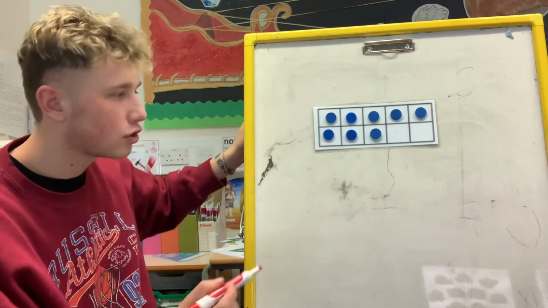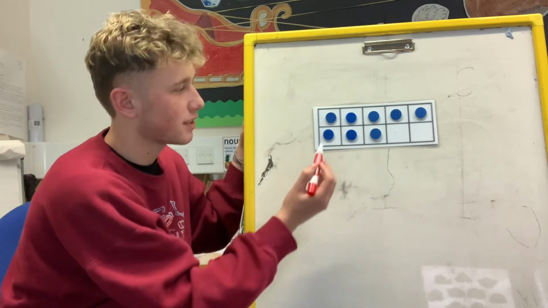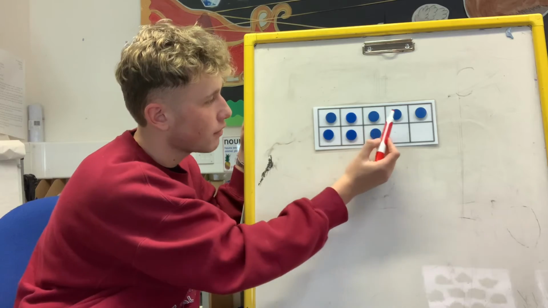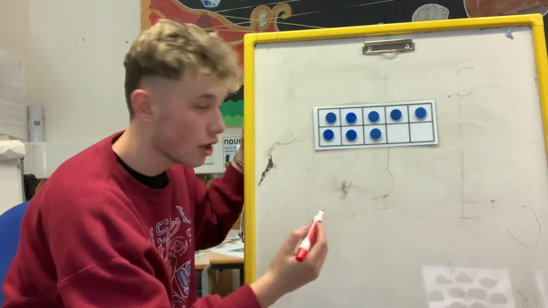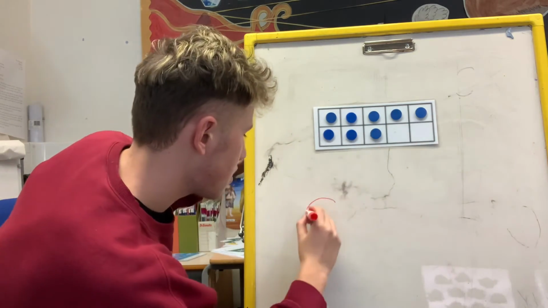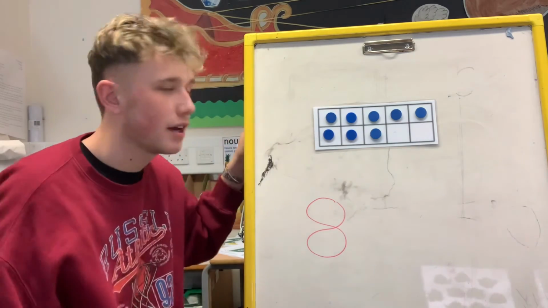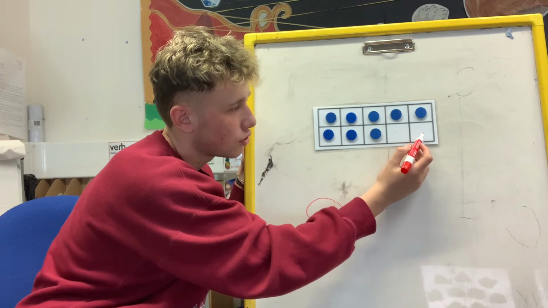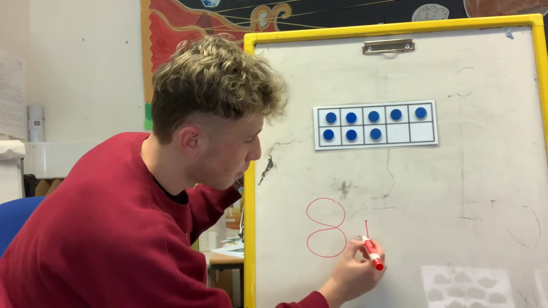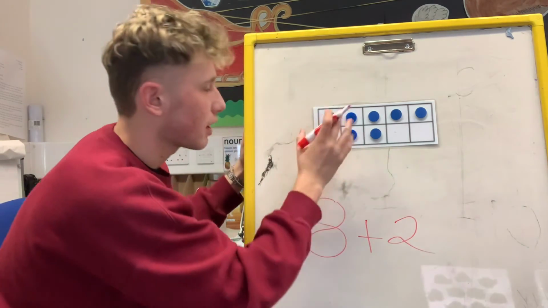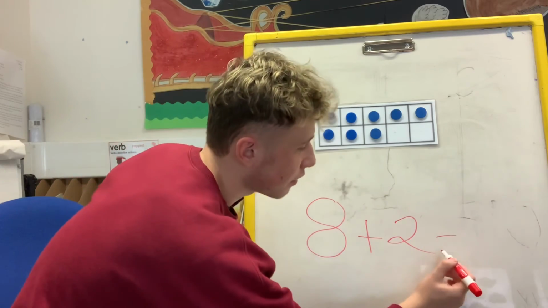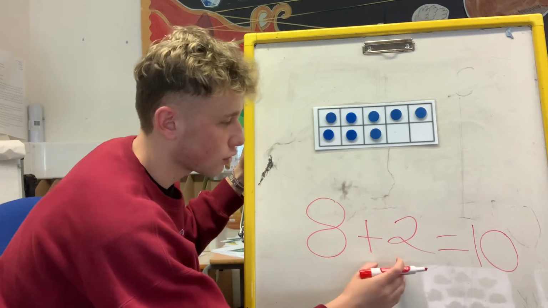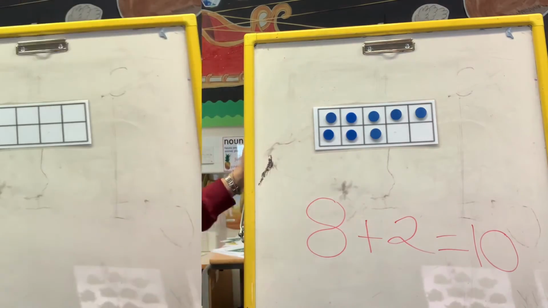Hopefully you've done that. So first thing what we should do is count the counters that are in the tens frame. So 1, 2, 3, 4, 5, 6, 7, 8. So we know that's our first number, the number 8. Then we count what's left. So we've got 1, 2. So we know that that's plus 2. And because we know it's in a tens frame, the total is 10. So that says 8 plus 2 equals 10.